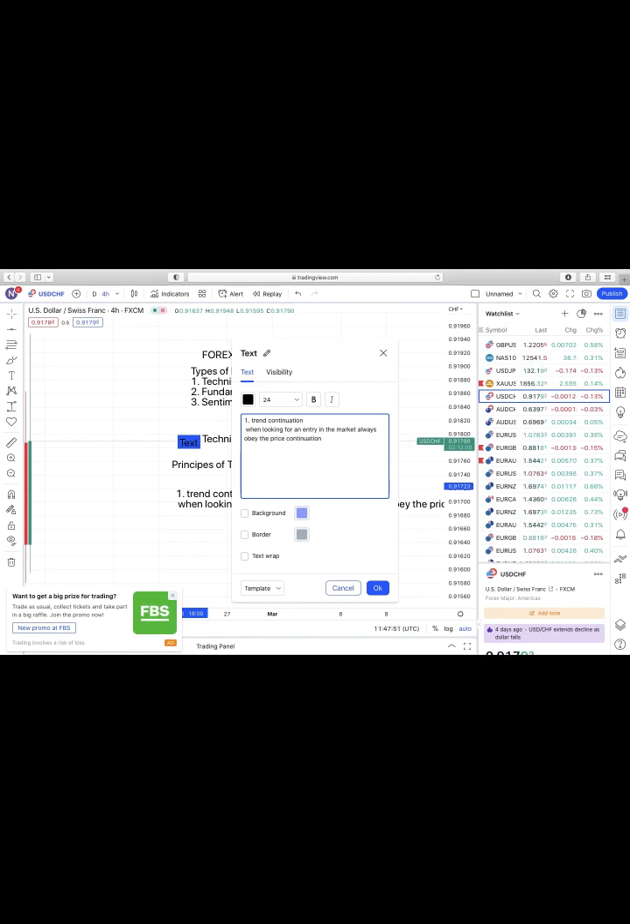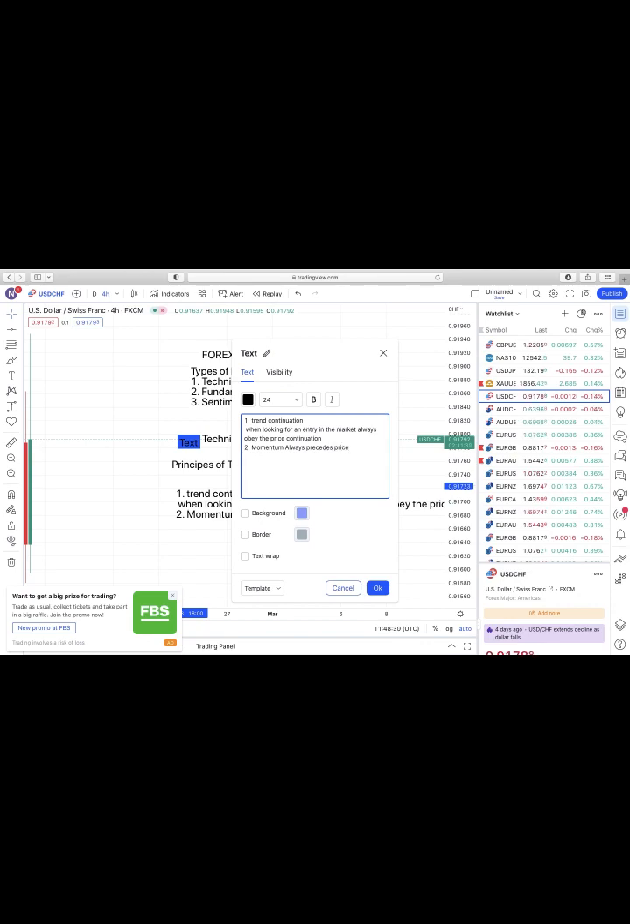If you have taken price continuation into consideration, there is no way you are going to be caught on the reversal of the market, or caught on the opposite of the market. Another principle is that momentum always precedes price.